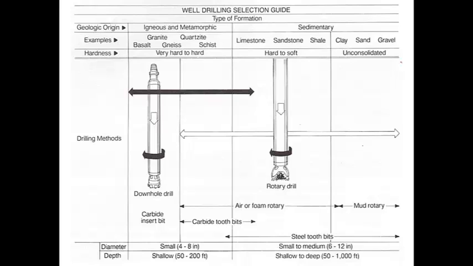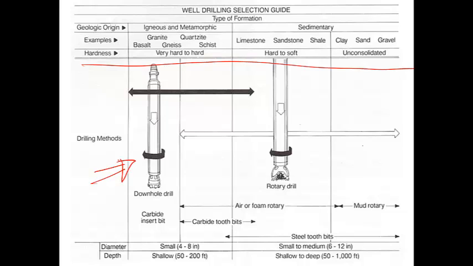Okay, so here's a diagram that shows the various different conditions for the air rotary, mud rotary, and air hammer. And it really depends on the kind of material that you're trying to drill through. So if you're drilling through hard material, igneous and metamorphic rock, that's really the domain of the air hammer. And that's what's shown there.